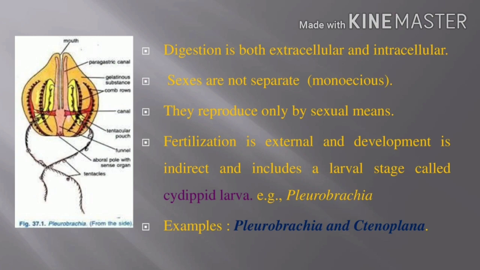Cnidaria has a polyp and a medusa. Polyp is asexual and medusa is sexual reproduction. Next, fertilization is external and the development is indirect. What is the name of the larval stage of Ctenophora? That is called the cydippid larva.